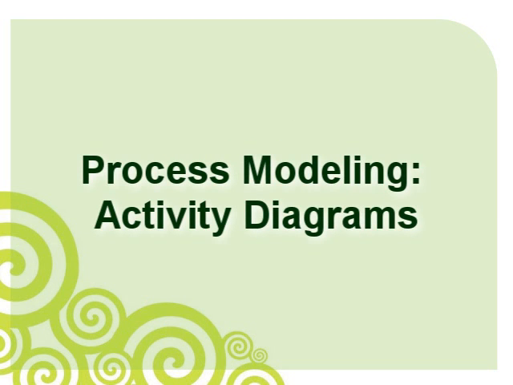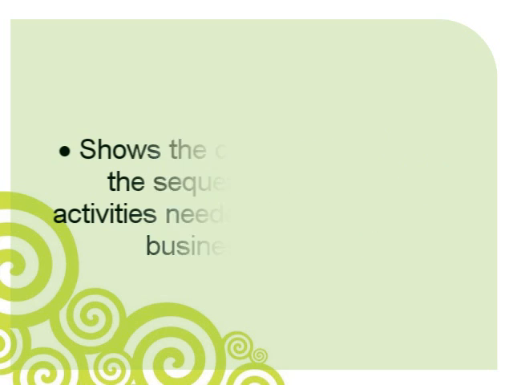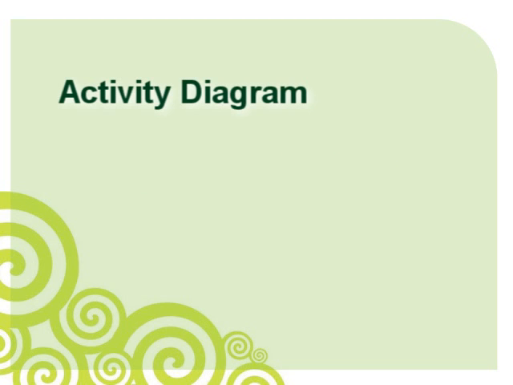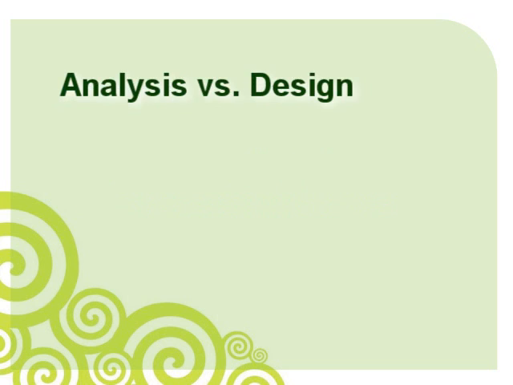Process modeling. Activity diagrams. An activity diagram shows the conditional logic for the sequence of system activities needed to accomplish a business process. Also, it is one method of specifying dynamic behavior of a model. It depicts activities which are carried out by human or computer actors, and the transitions between activities, including the conditions governing the moving to another activity.